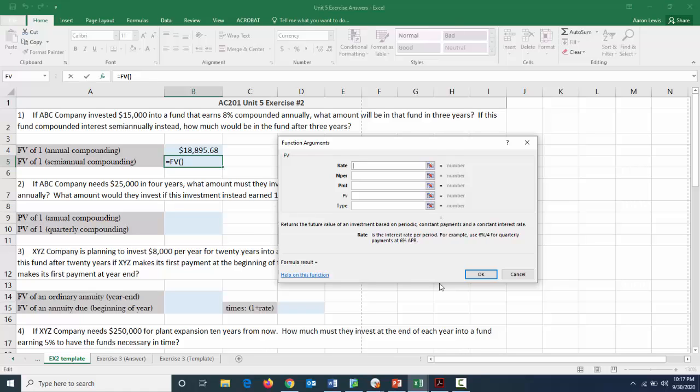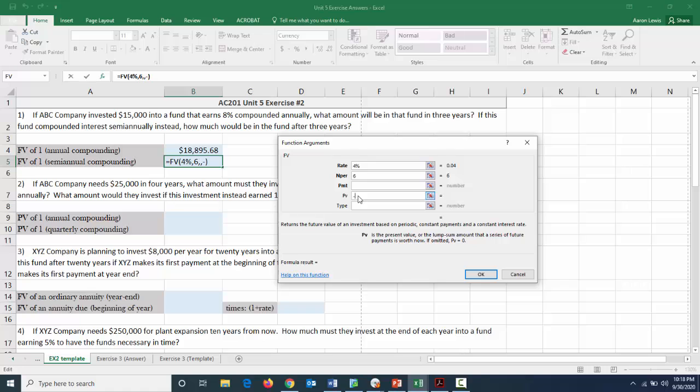Well, if we're getting 8% in total for the year, and it compounds twice during the year, we're going to get half of that each time it compounds. So let's fill in 4%. N per is the number of times interest is going to compound on this investment. It compounds semi-annually, twice a year. And it's going to do so for 3 years. 2 times 3 tells us that it's going to compound 6 times over the life of this investment.